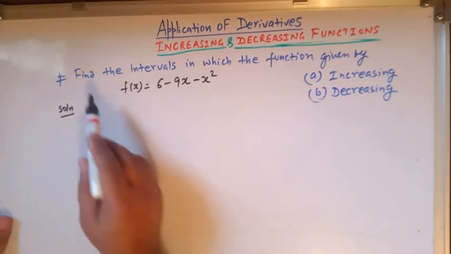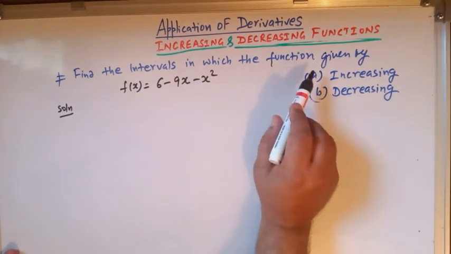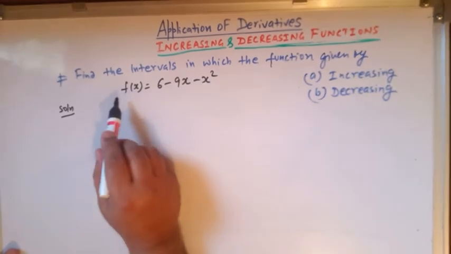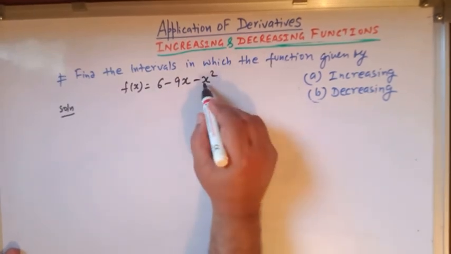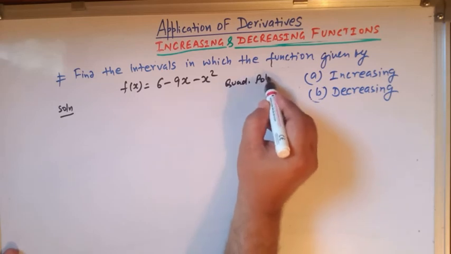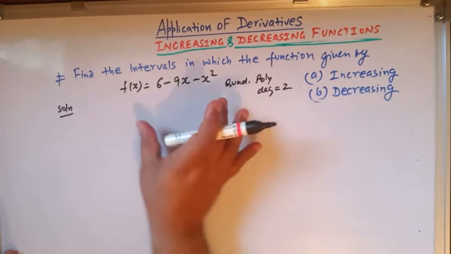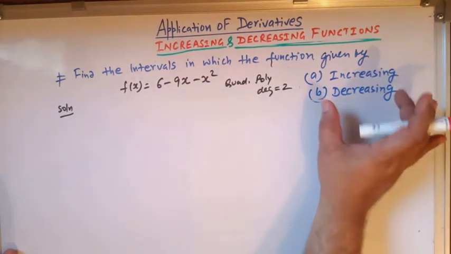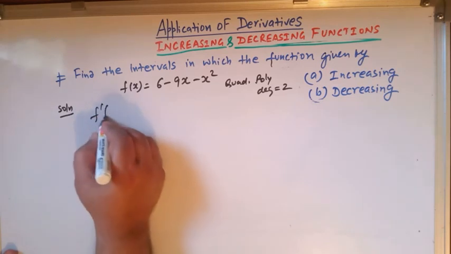Now viewers, let us have this problem here. Find the intervals in which the function given by f(x) equal to 6 minus 9x minus x square. So this is a quadratic polynomial and the degree is 2, and we have to find the intervals in which this function is increasing or decreasing. Clear? So let us find the derivative here.